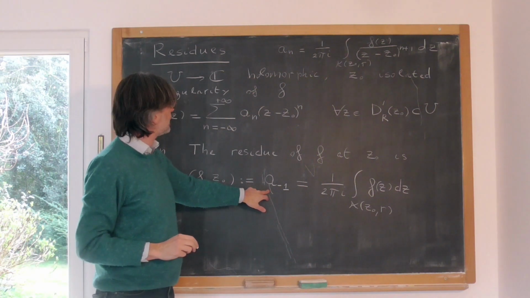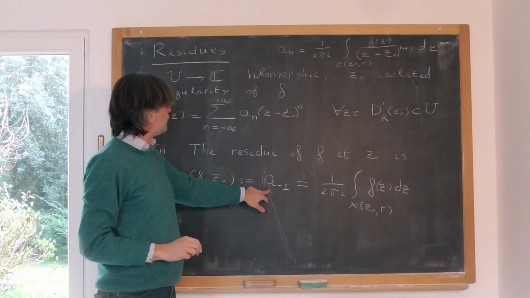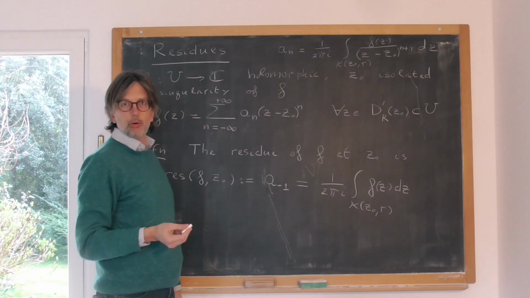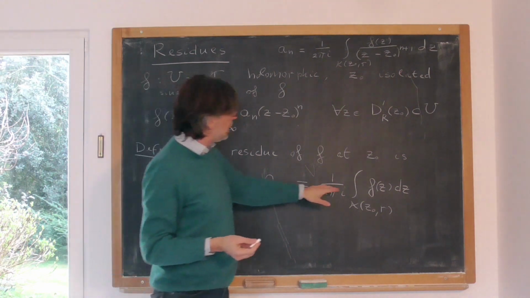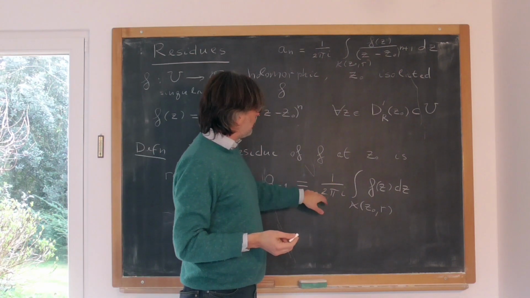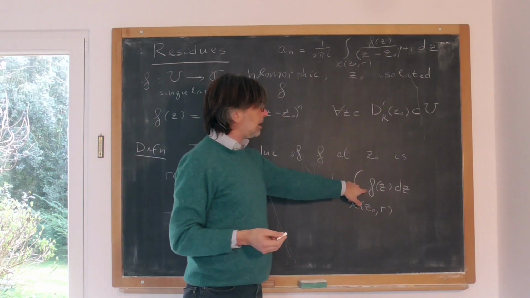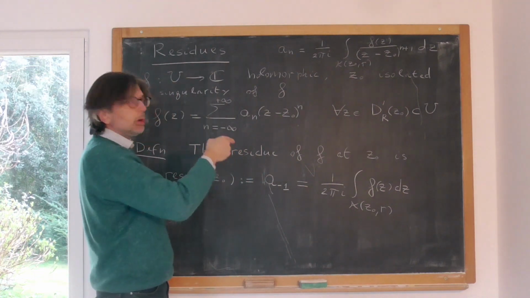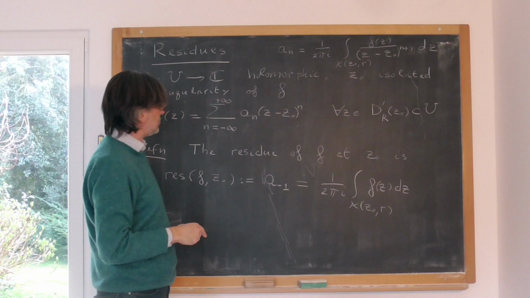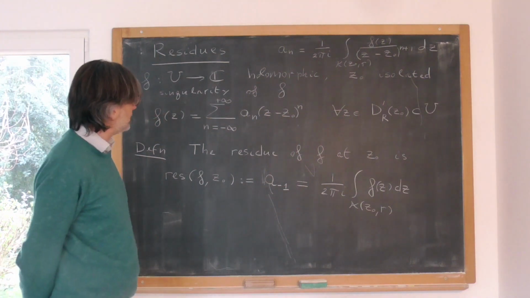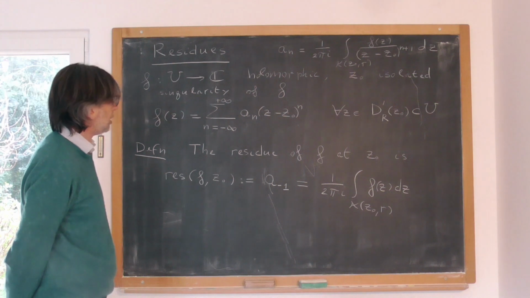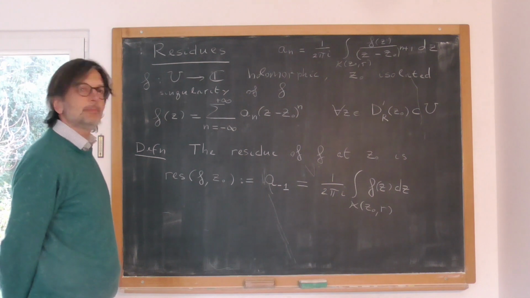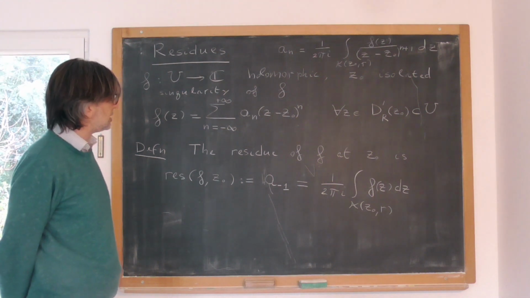So the residue is either the coefficient of the term 1 over (z minus z0) in the Laurent series expansion, or it's 1 over 2 pi times the integral of the function f on a small circle going around the singularity. So this is the residue of a holomorphic function at an isolated singularity. So what's special about this number?